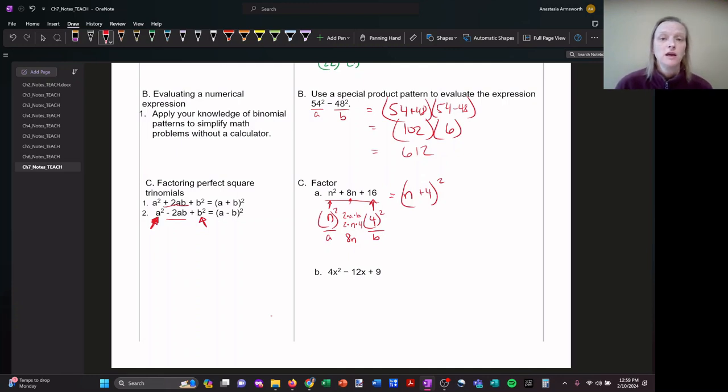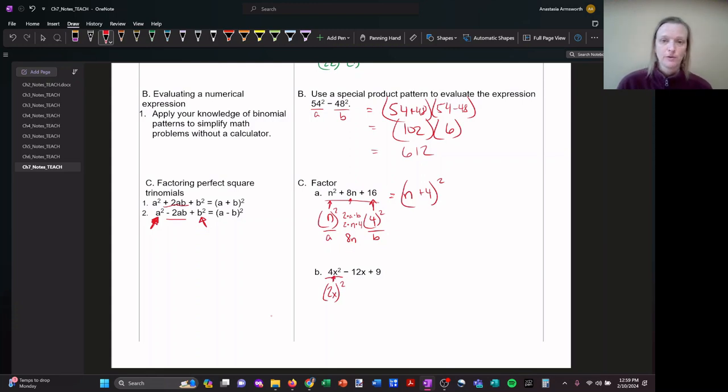Let's look at a little trickier example just because we've got a coefficient here, a leading coefficient on our first term. But that leading coefficient is also a square number. So x squared is a square variable, and 4 is also a perfect square. Therefore, I can write the first term as being the quantity 2x squared. The first term is a perfect square.